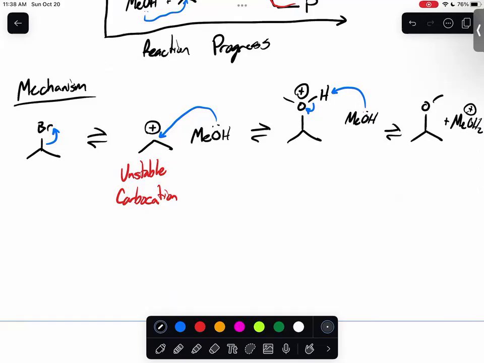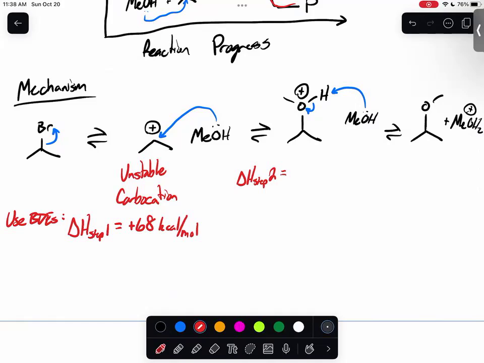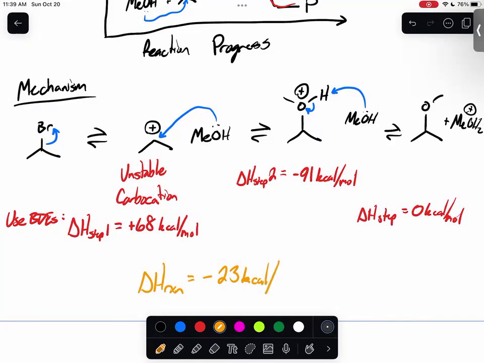If we use BDEs to approximate our delta H for each step, right? The delta H for step one, we break the C-Br bond, which means that our delta H is plus 68 kilocalories per mole here, right? Our delta H for step two, we form the oxygen-carbon bond there, which is actually a negative 91 kilocalorie per mole step. And then our delta H for step three, this acid-base reaction, we're forming an OH bond, we're breaking an OH bond. It's actually a 0 kcal per mole step, right? So overall, our delta H of the reaction is pretty decent. It's negative 23 kilocalories per mole, approximately.